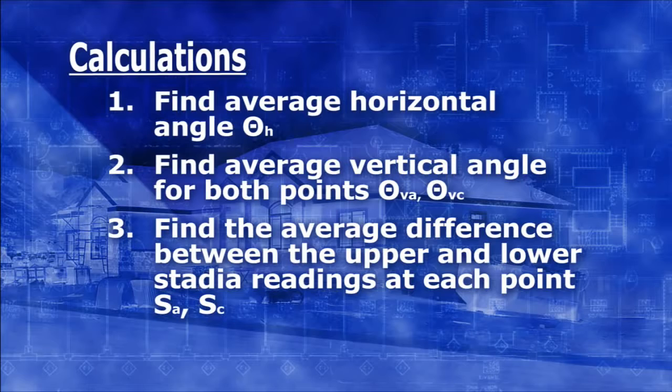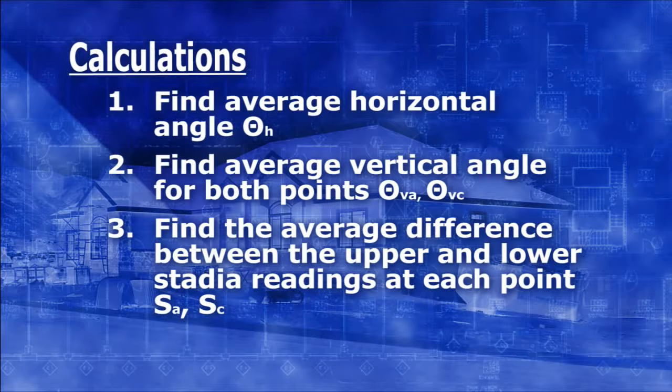The first step is to find the average horizontal angle between the 2 points in reference. Keeping in mind you may have to add multiples of 360 degrees to account for the instrument resetting to 0 after it has accumulated 360 degrees of horizontal angle turning.